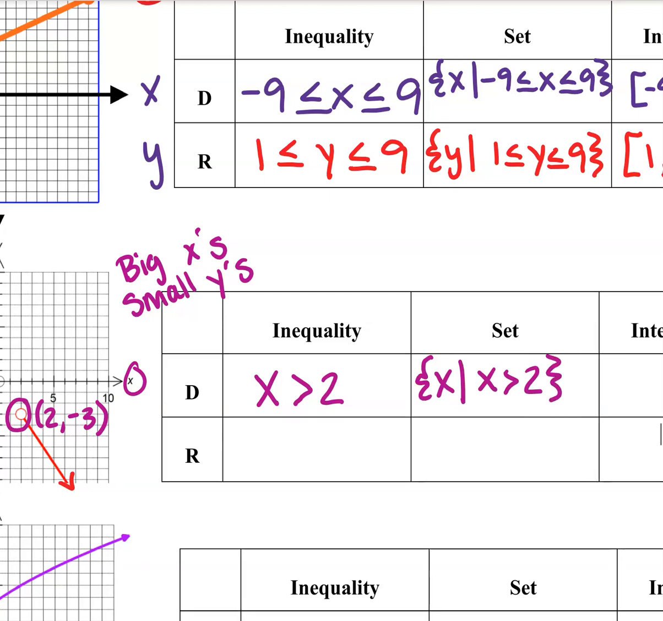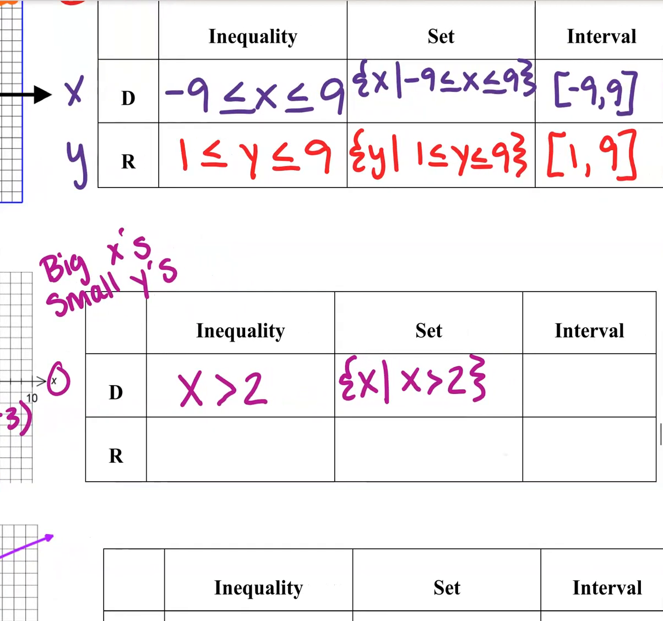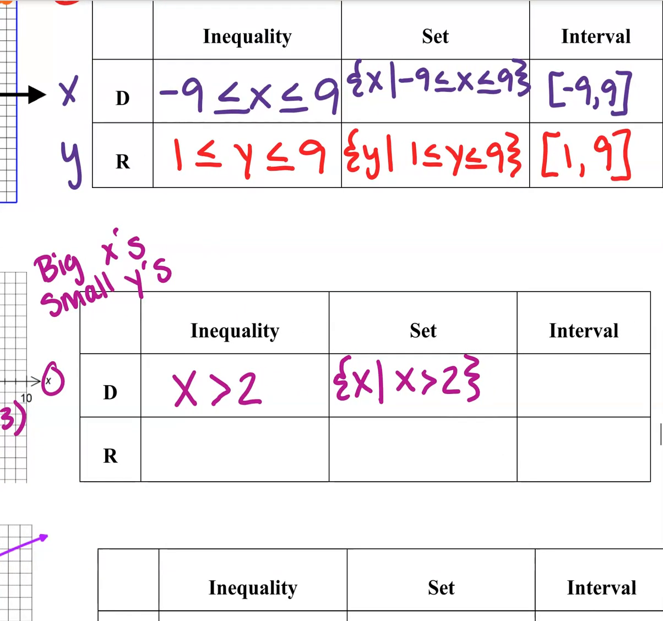All right, so if x is getting bigger, that means the 2 is going to be my smallest. So I'm going to start with 2 on my interval, smallest to biggest. And if they're getting bigger, that means the biggest is infinity, and it's going to go on and on and on forever. So 2 to infinity is my interval.